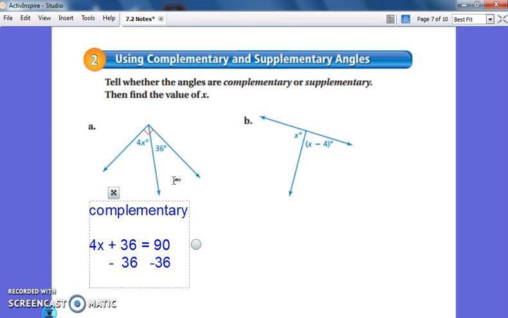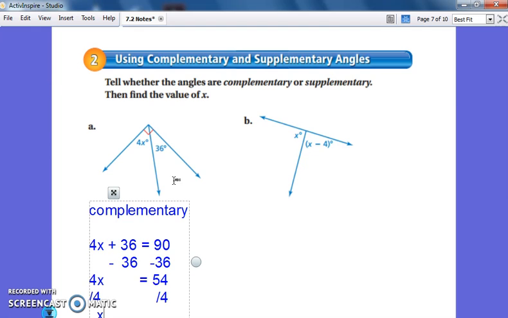Okay, and after that, I can cancel out my 36s. I'm left with 4x equals, so go ahead and do 90 minus 36. That's going to give you 54. And then finally, you're going to divide by 4 on both sides. Divide by 4 here, and divide by 4 here.